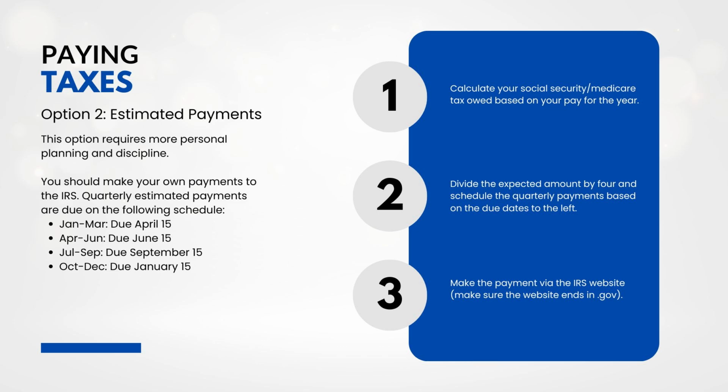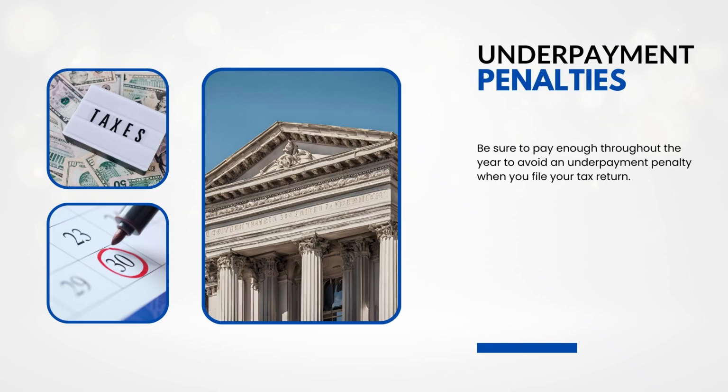Always be sure you are making a payment at the right website to avoid scams. The domain should always end in .gov. It is worth noting that if you don't pay enough taxes throughout the year, either through withholding or estimated payments, the IRS may charge underpayment penalties. To avoid this, make sure you're paying enough each quarter or having enough withheld from your paycheck.